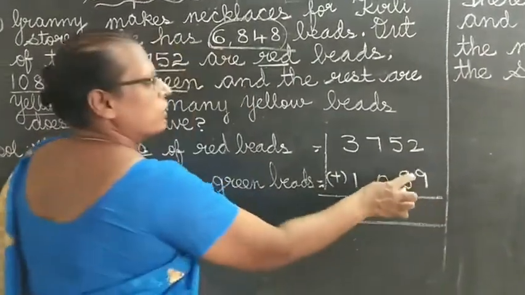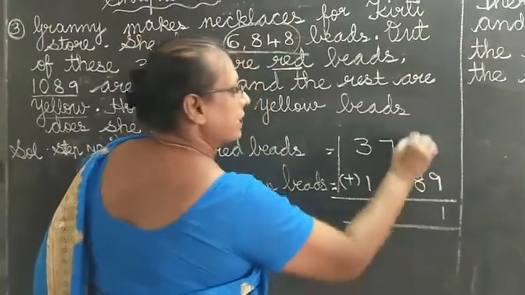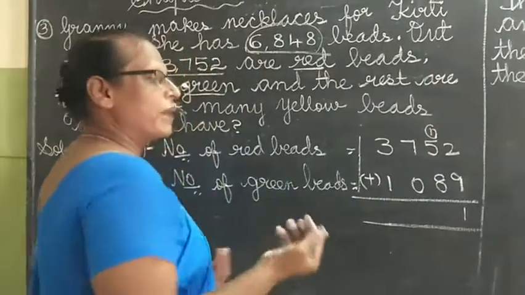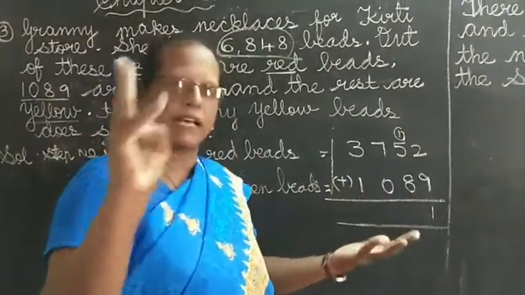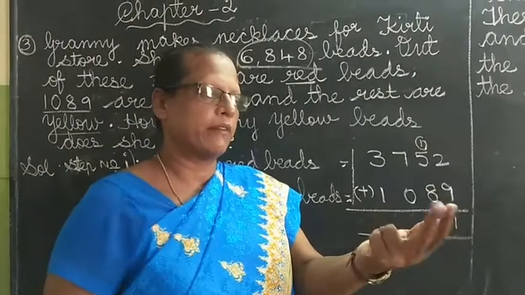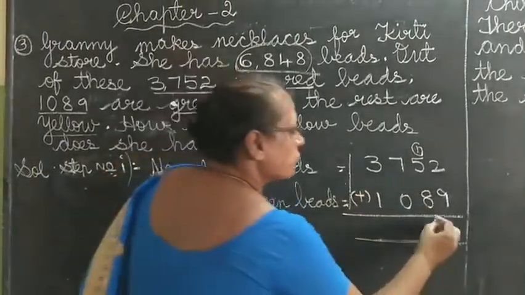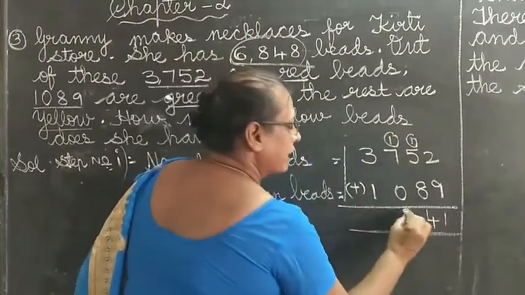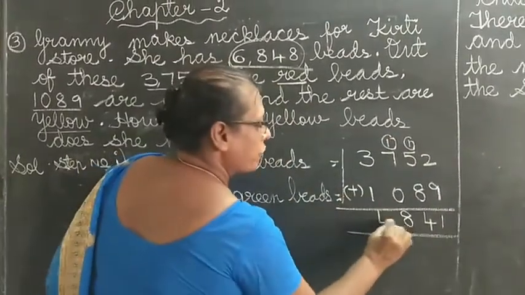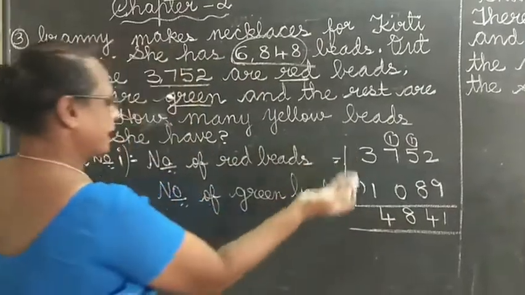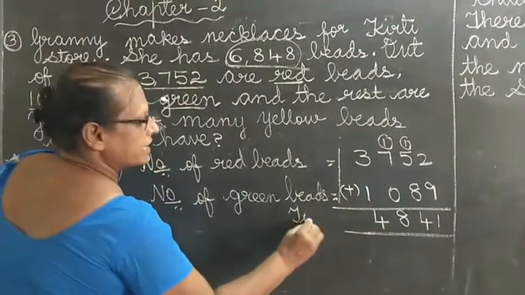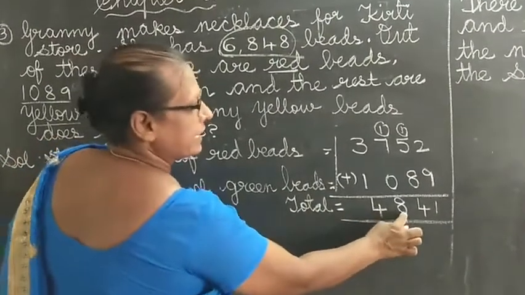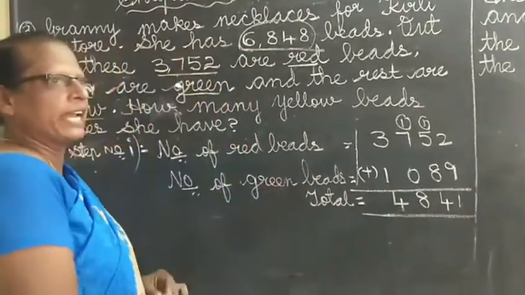Okay, children. So 9 plus 2, 11. And 1 plus 5, 6. 6 plus 8, children. 6 in the mind, 8 in the finger. After 6: 7, 8, 9, 10, 11, 12, 13, 14. So 4 we have to write here and 1 carry over. So 1 plus 7, 8. 3 plus 1, 4. So total red and green beads total how many is there, children? 4,841. Now what can we do?